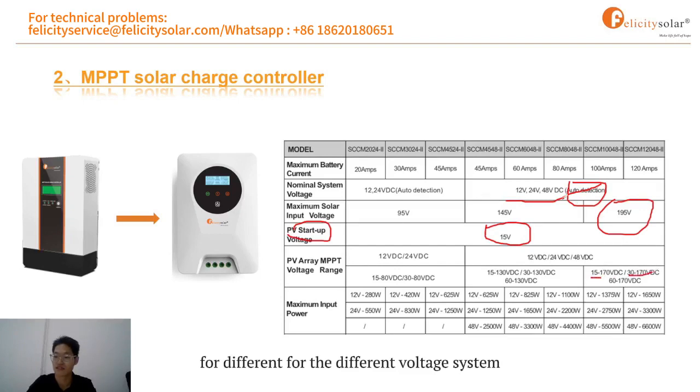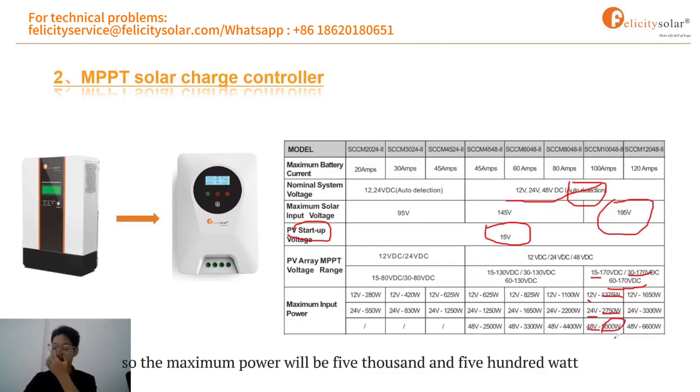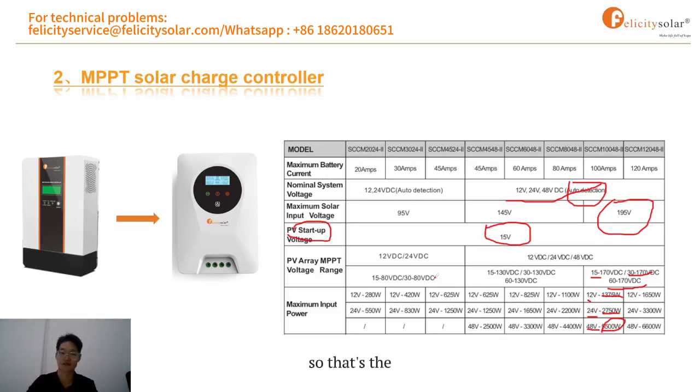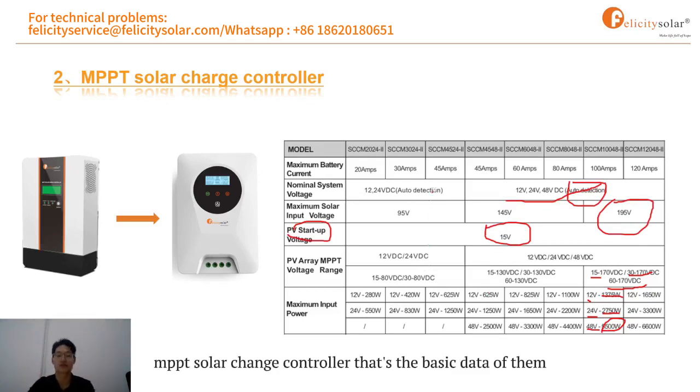You can see that for the different voltage systems, they have different power. For the 12 voltage system, the maximum power is 1375. For the 24, the data will double, and then for the 48, the data will double again. So the maximum power will be 5500 watt. So that's the MPPT solar charge controller. That's the basic data of them.